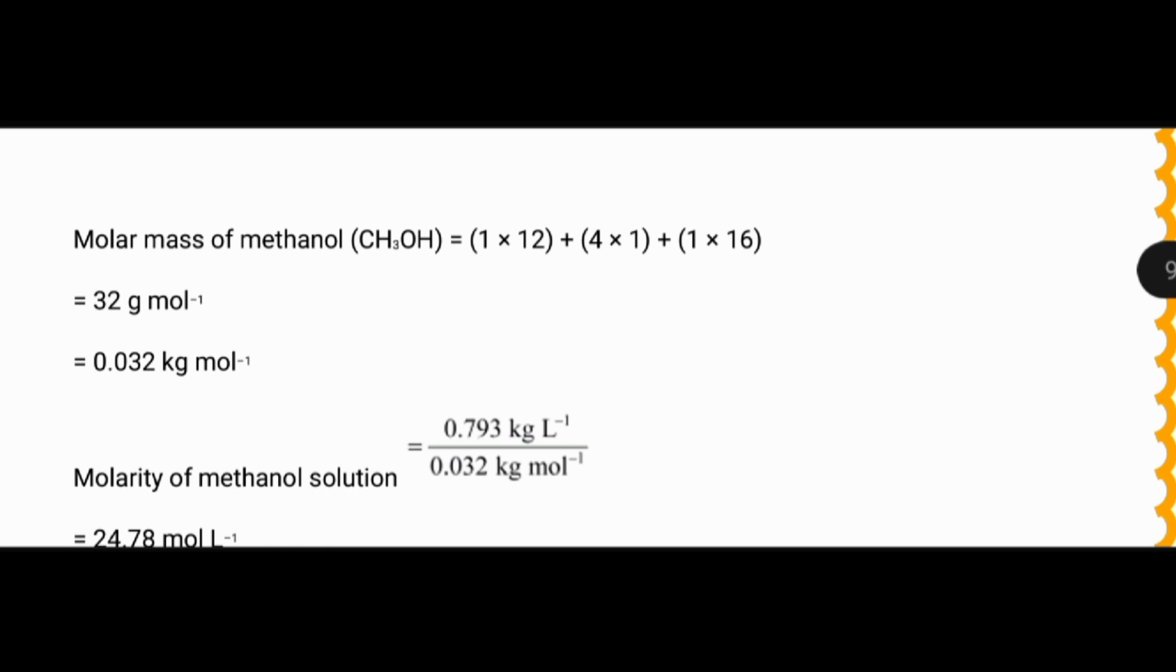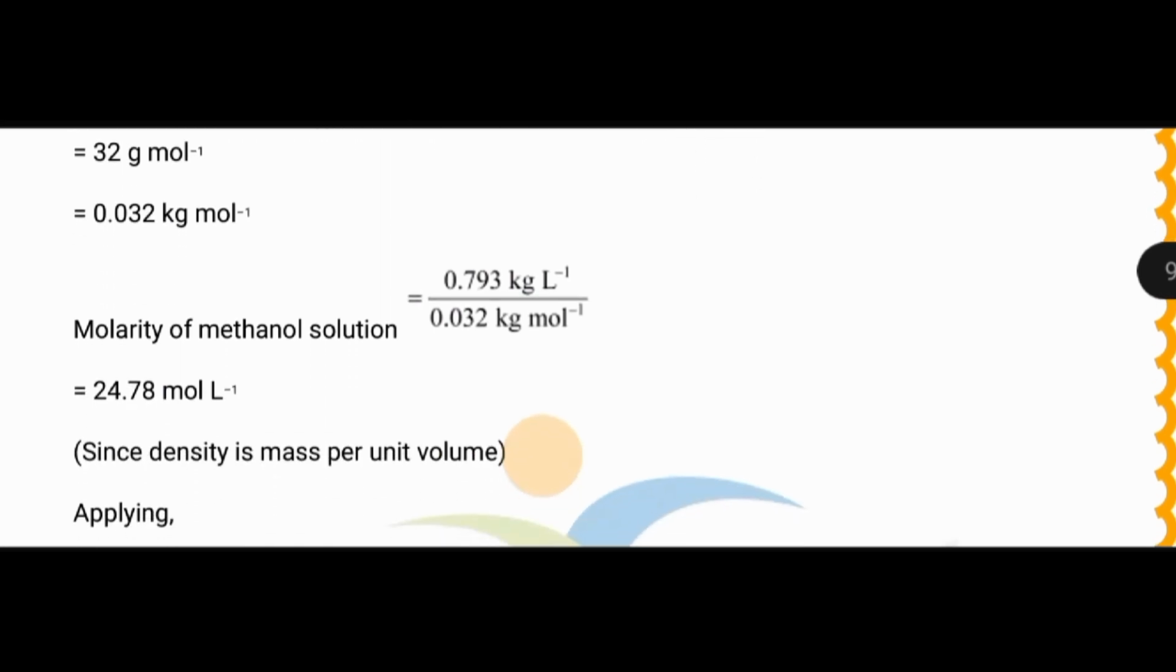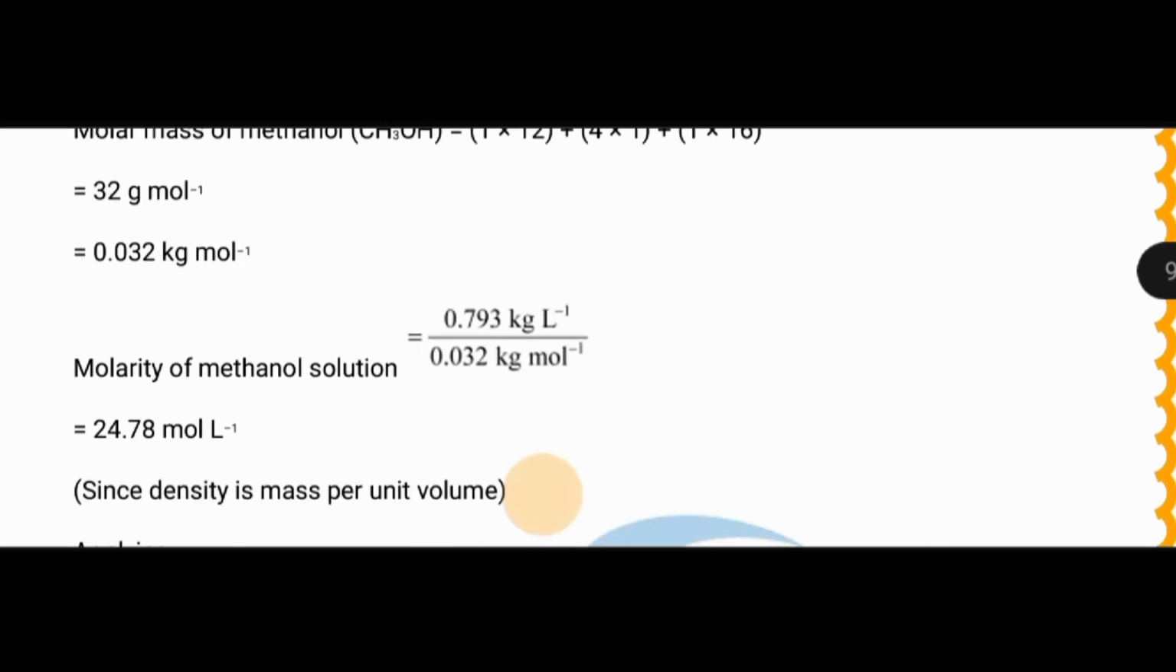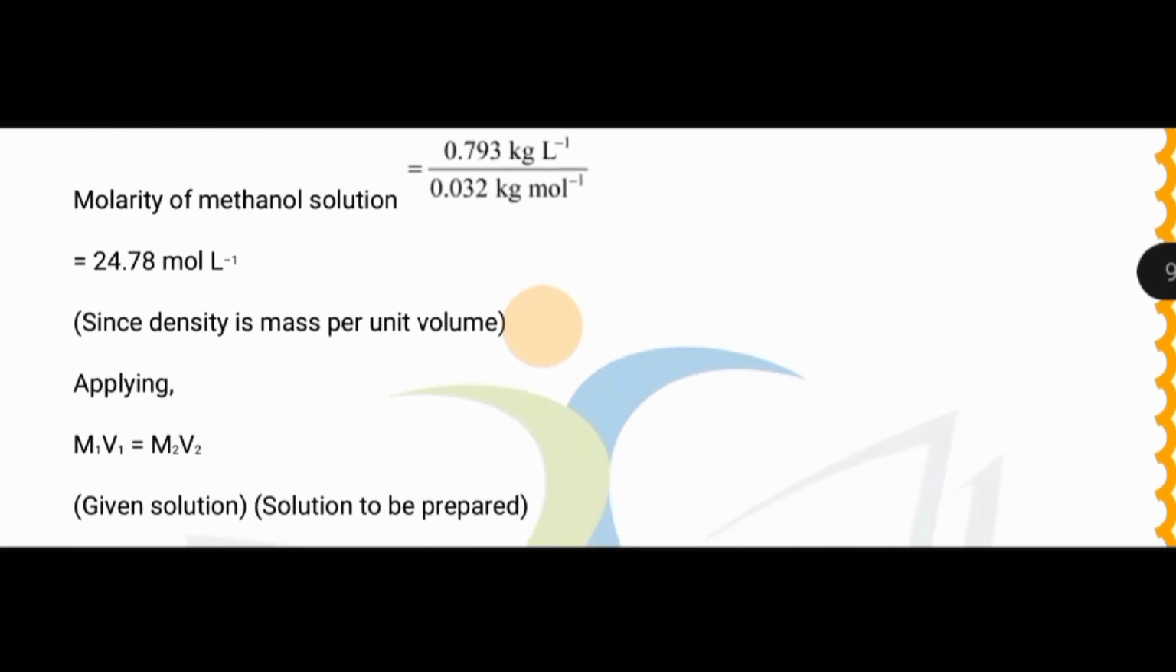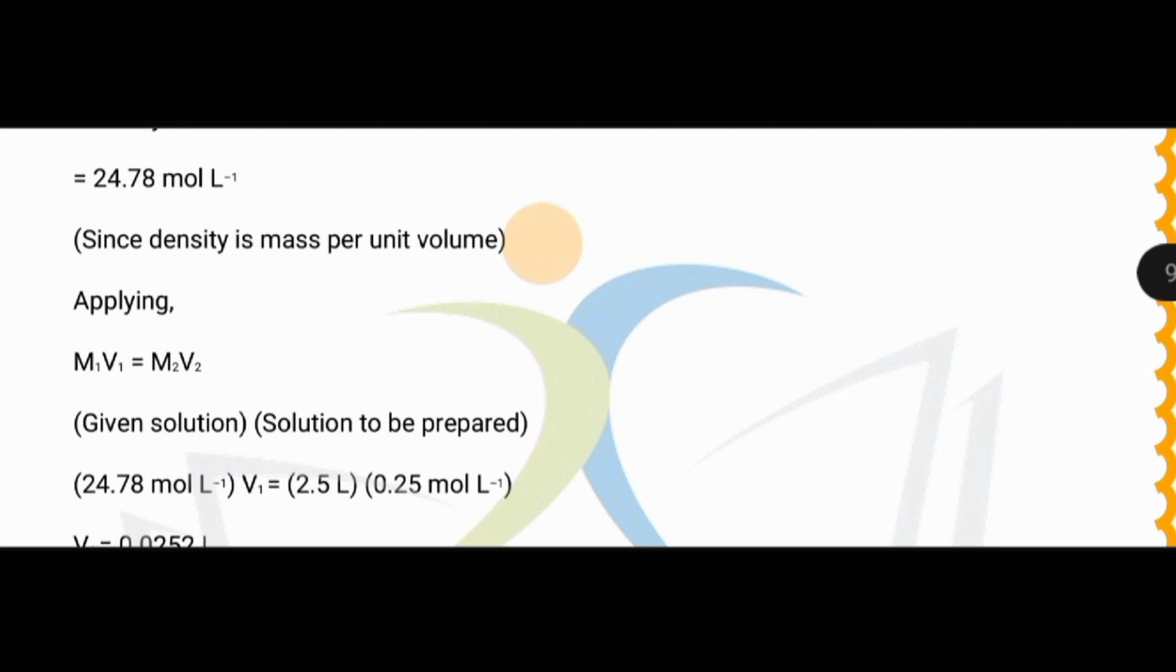So it comes out to be 32, or if you want to change into kilogram, then 0.032 kg per mole. Now here, for the molarity of the methanol solution, you know the given mass is 0.793. Clear? And the molar mass comes out to be 0.032 kg per mole, and the molarity of the methanol solution is 24.78 moles per liter.